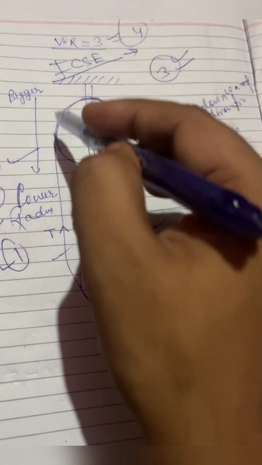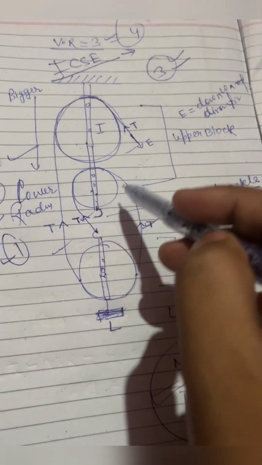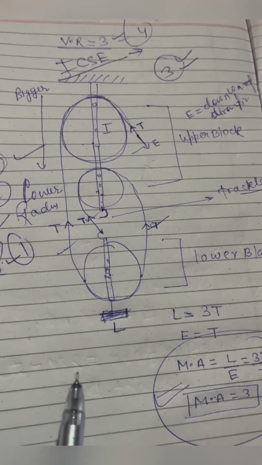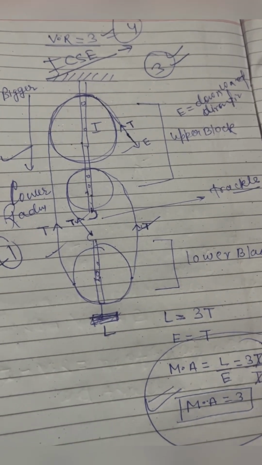Another, they use the scale and they can't draw all the strings properly, and they can't label the tension. That is why we are cutting their marks.